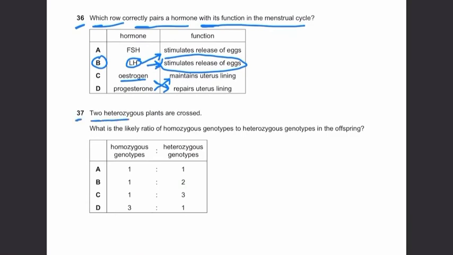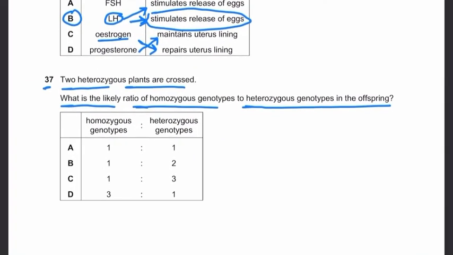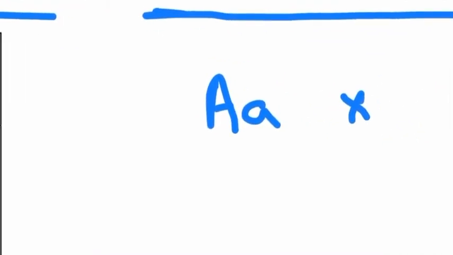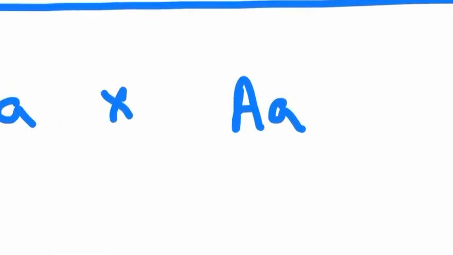Two heterozygous plants are crossed. What is the likely ratio of homozygous genotypes to heterozygous genotypes in the offspring? Guys, let's cross the two heterozygous plants. For example, there are two heterozygous plants with the genotype capital A small a, capital A small a. This is a heterozygous genotype because both alleles are different. This is also a heterozygous genotype.